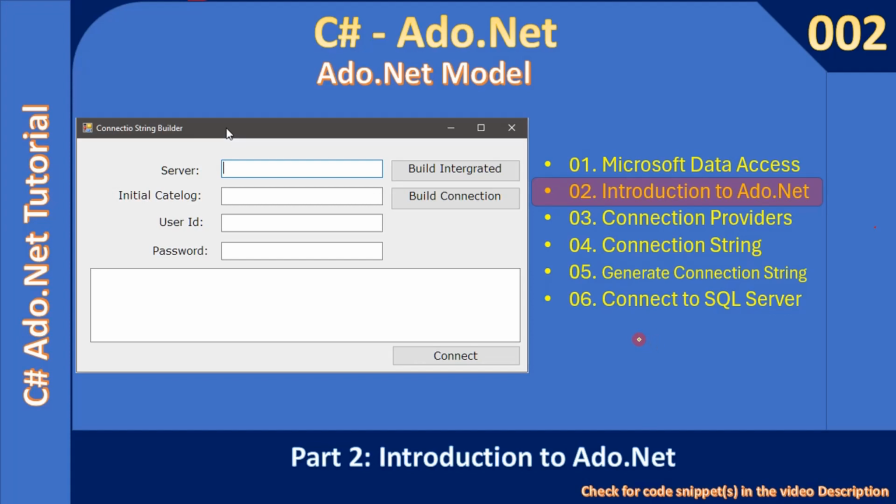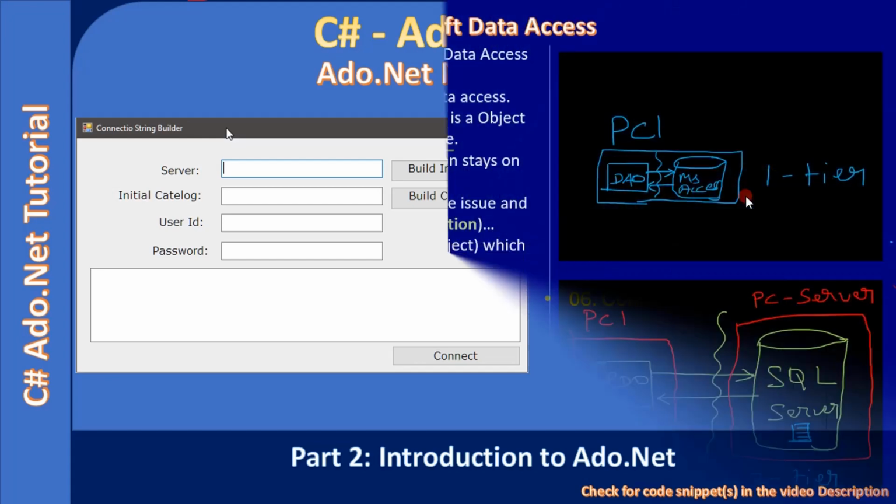Now we are at the second part of the subseries ADO.NET model. So in this video, we will learn more about ADO.NET. In the previous video, we talked about the history of the data access support provided by Microsoft. And in this video, we will talk about ADO.NET specifically.